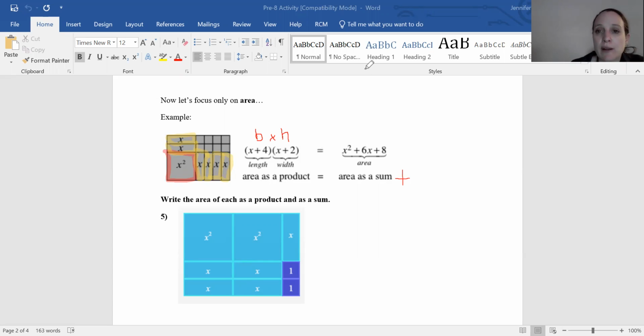Now our last one is going to be, how many units do we have? Well, all of these guys represent the units. So let's color that in. I have 1, 2, 3, 4, 5, 6, 7, and 8. So you have to be able to write the area of this rectangle 2 different ways. Area as a product and area as a sum.